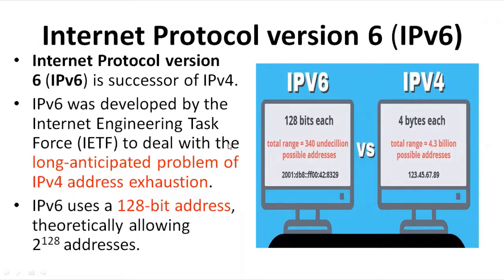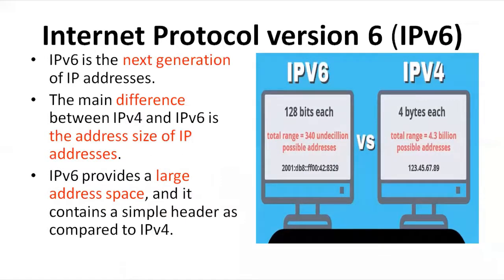This IP version 6 is 128 bits each. That means the range is effectively unlimited. It has 2 power 128 addresses. IP version 6 was developed by the Internet Engineering Task Force to deal with the long-anticipated problem of IP version 4 exhaustion. IP version 6 uses a 128-bit address, that means 2 power 128 addresses.